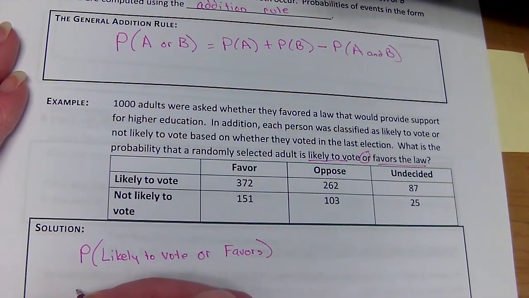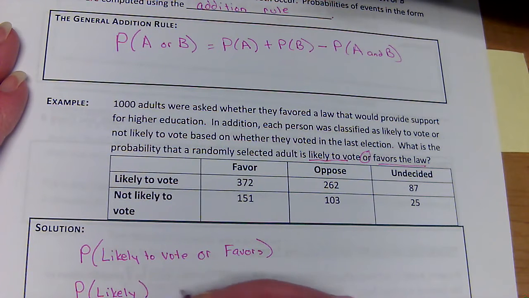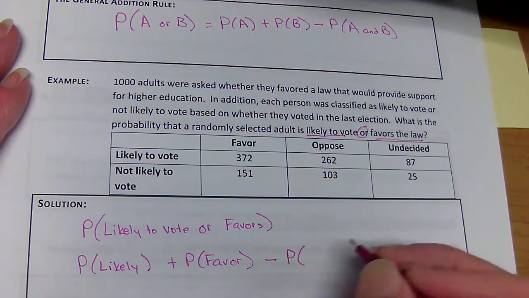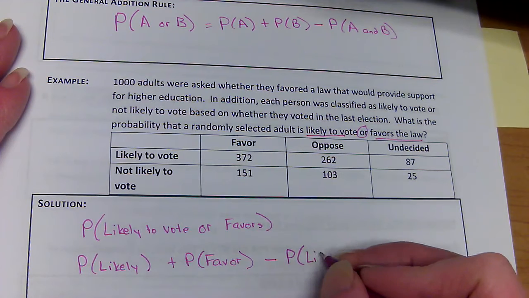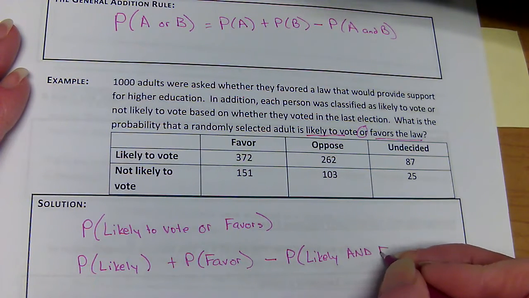So what we're going to do is we're going to take the probability that it's likely to vote. I'm just going to call it likely, plus the probability that they favor the law, and subtract out the probability that it's both, that they're likely to vote and they favor the law.